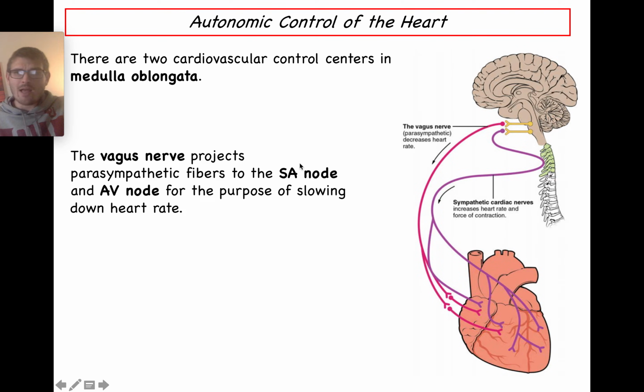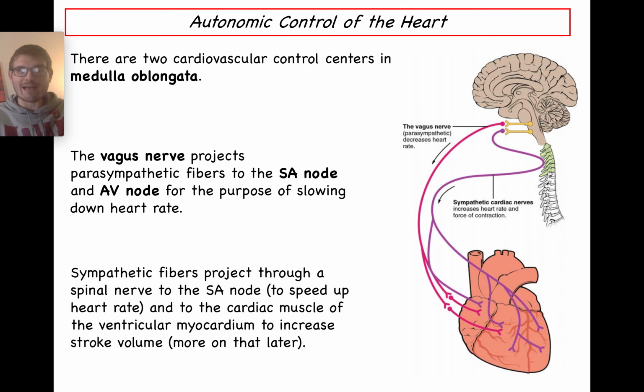So, for parasympathetic activity, we're talking about the vagus nerve. The vagus nerve projects parasympathetic fibers to both the SA node and to the AV node. And any acetylcholine that is released from these postganglionic fibers is going to slow your heart rate down, but we've talked about that. Sympathetic fibers do not go through the vagus nerve, but rather through the spinal nerves that we've talked about before. Remember that? Parasympathetic pathways tend to go through cranial nerves, sympathetic tend to go through spinal nerves, so don't forget that.